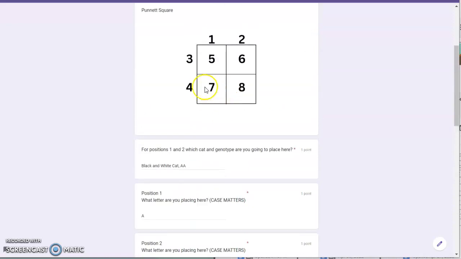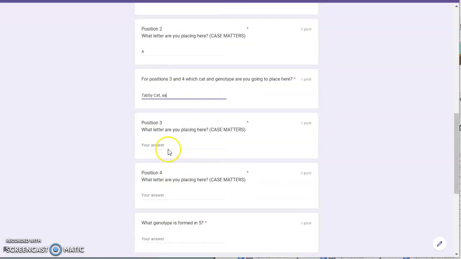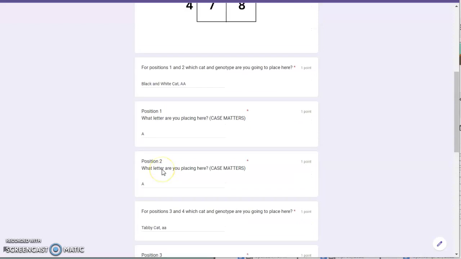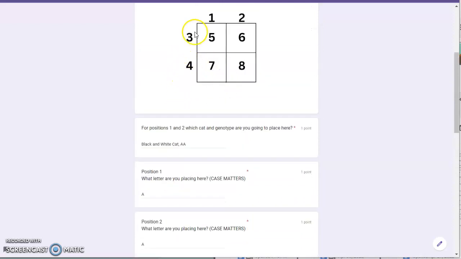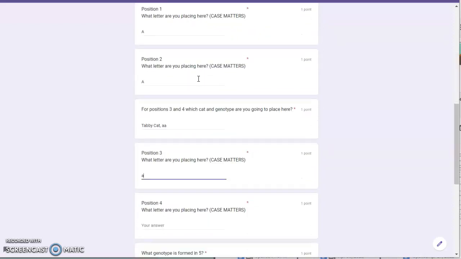In position 3, right here, the case of the letter is going to be little, and it's going to be little a. For position 4, right here, the case of the letter is going to be small, and it's going to be the little a.